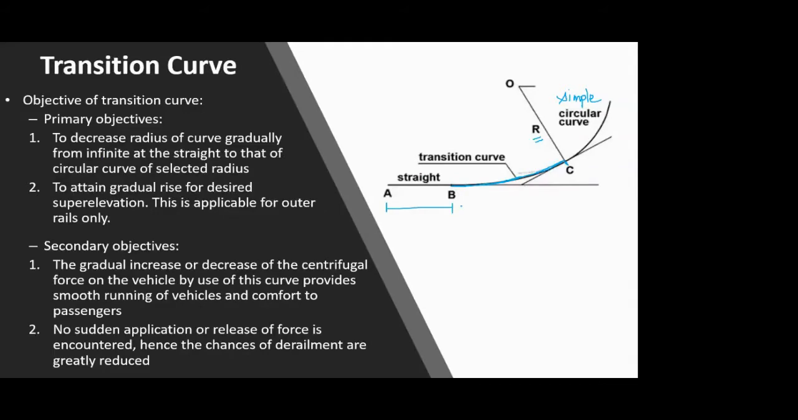So as I told you, on a straight section there is no radius, the radius is infinite, and from that infinite you have to change the radius to some value R, from the infinite value to a finite value. This decrease in radius is done gradually by the help of this transition curve.